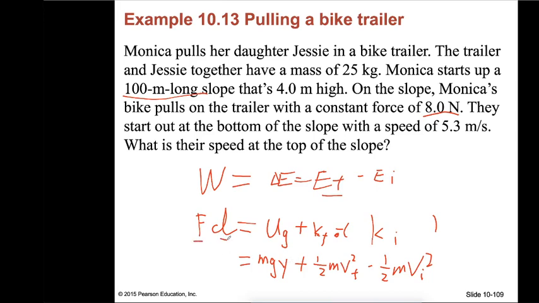You know F, you know D. Do you know m? Yes. The m is 25 kilogram. Do you know g? It's 9.8. Do you know y? It's 4. Do you know v final? No, we don't know. That's the question. Do you know v initial? Yes. It's 5.3.